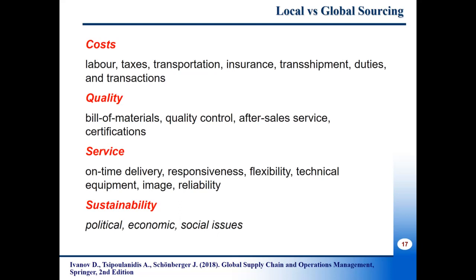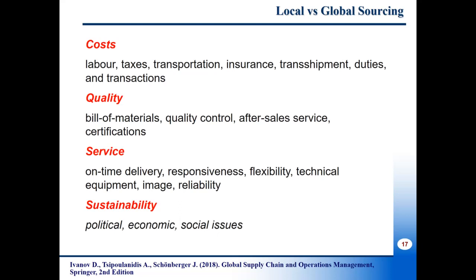For global sourcing, items of high volume, steady demand, and low transportation costs are most preferable. However, different challenges and risks in regard to cost, service, quality, and sustainability issues should be involved in the analysis. In addition to supply reliability, global sourcing has to minimize costs of labor, taxes, transportation, insurance, transshipment, duties, and transactions. All of those are elements of total cost of ownership, or TCO.